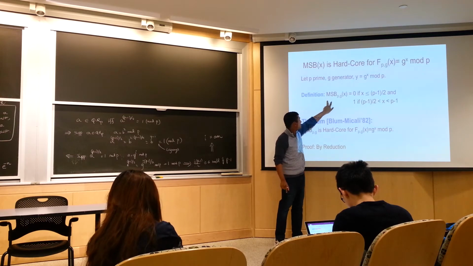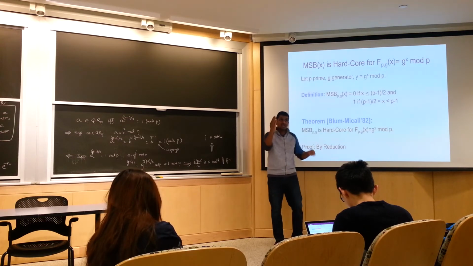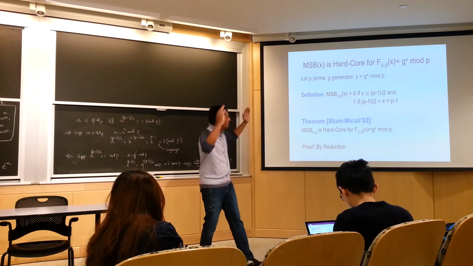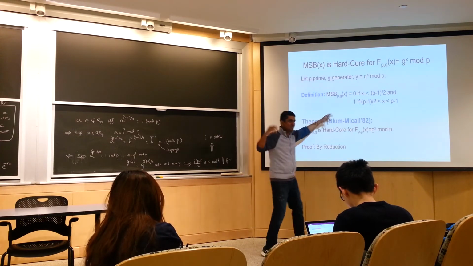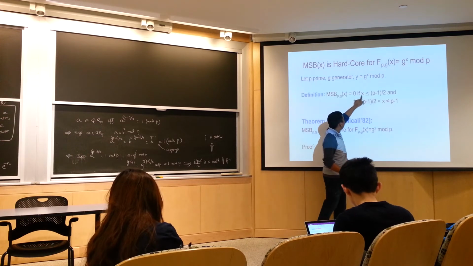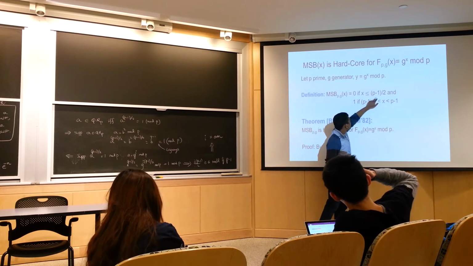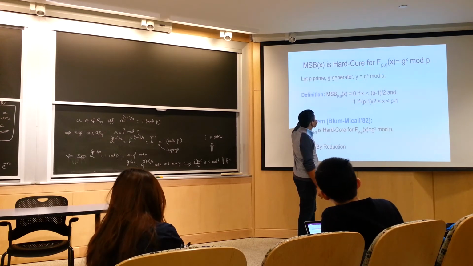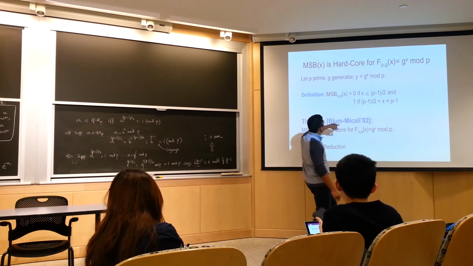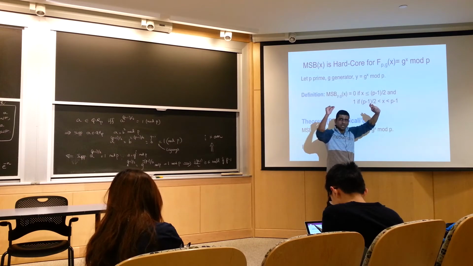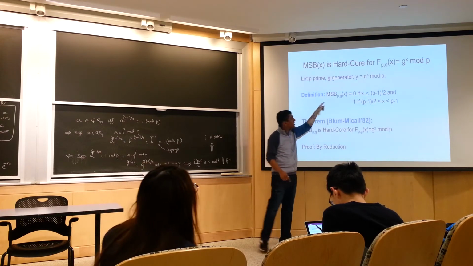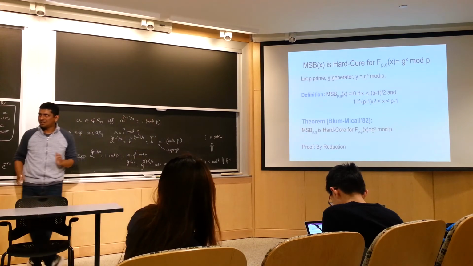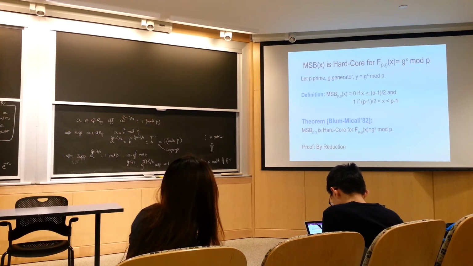Okay, so what is the most significant bit function? It's 0 if x is between 1 and (p minus 1) over 2 inclusive. Then it's 0. Outside, it is 1. So this cuts the domain in half, and this makes it unbiased.